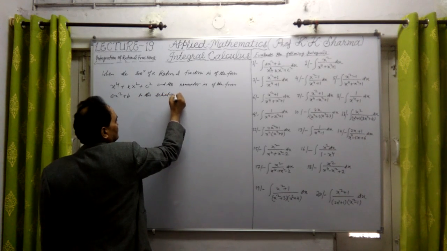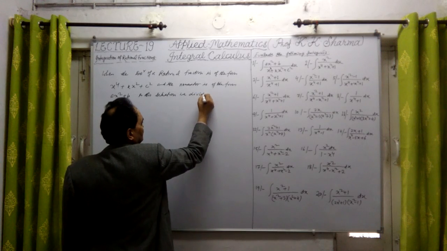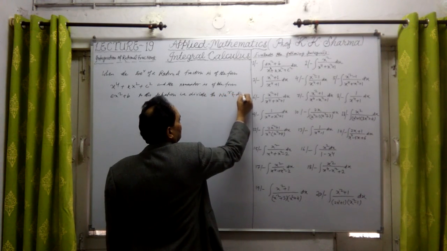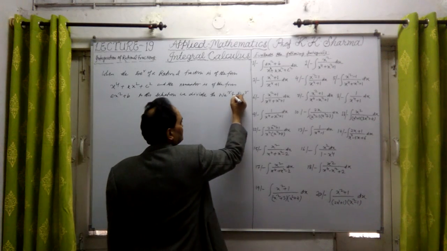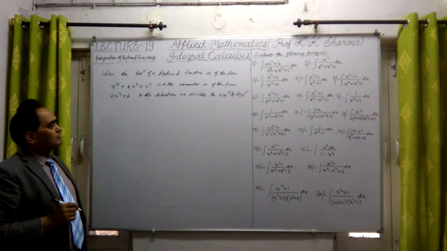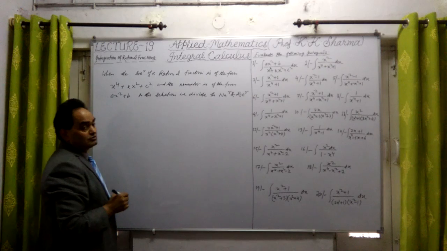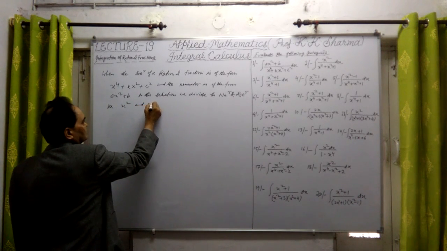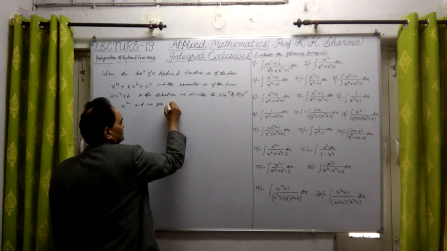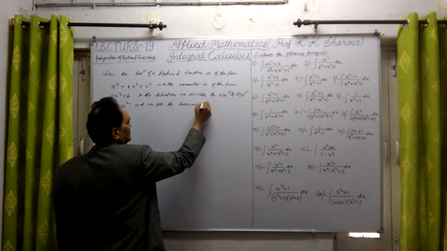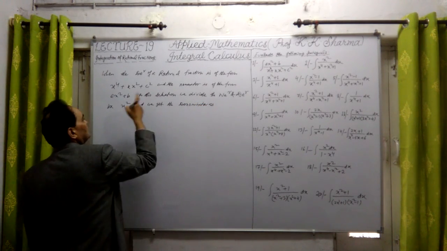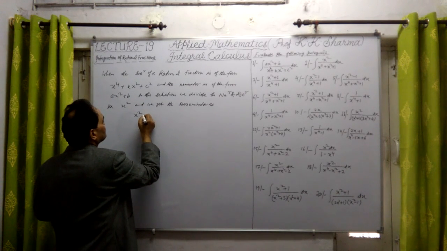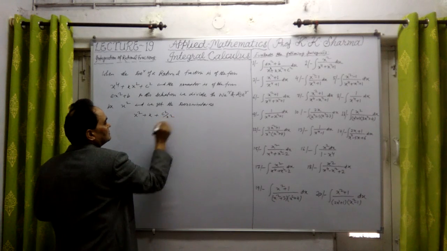In this situation, what do we do? We divide the numerator and denominator by x^2. Let me write it briefly. We get the denominator as, because it's x^4, after division by x^2 it will be x^2 + k + c^2 / x^2.